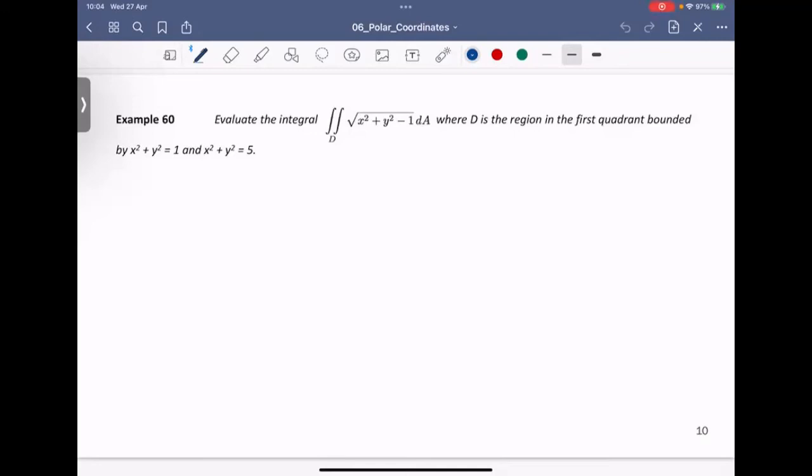So let's start from example 60. Okay. Let's evaluate the integral that you see on the screen now.